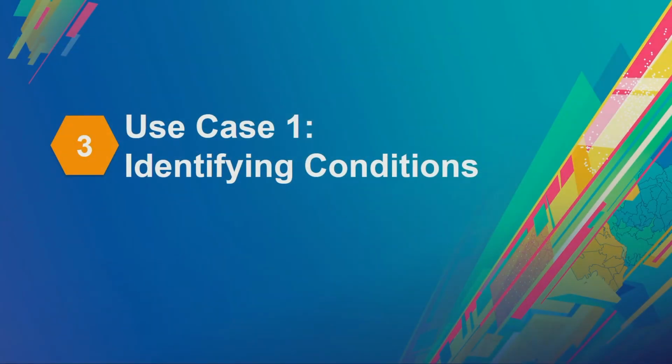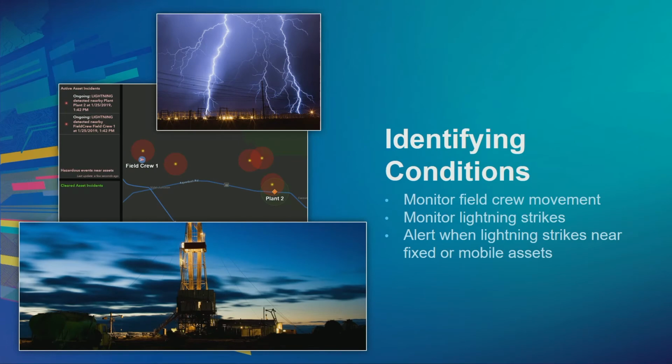Which brings us to the first demo. In this case, we're going to try to identify some unsafe conditions in our work area. To set the stage for this demo, we're interested in monitoring the safety of various assets in our system. These assets can be fixed, such as offices, exposed, such as construction sites or plants, or mobile field crews.